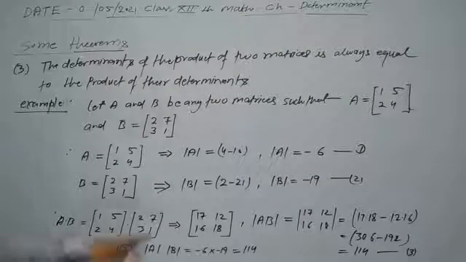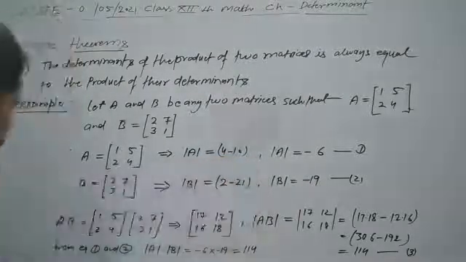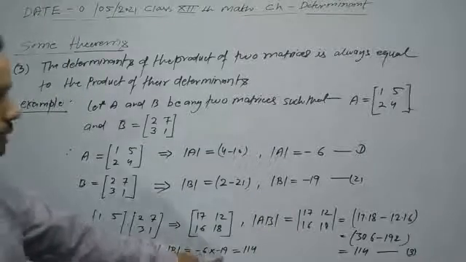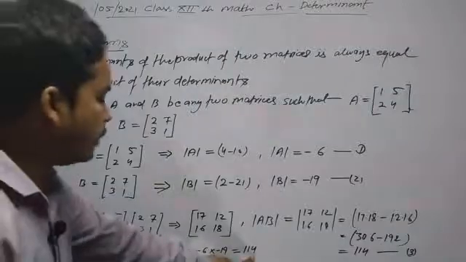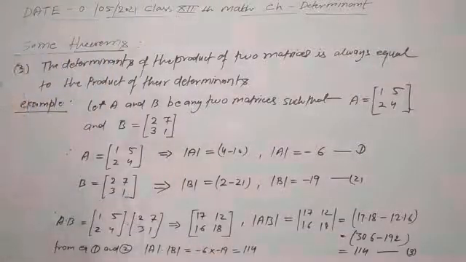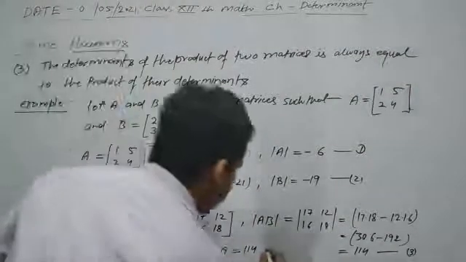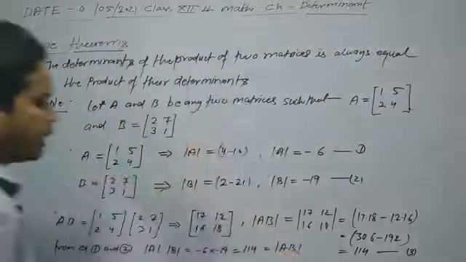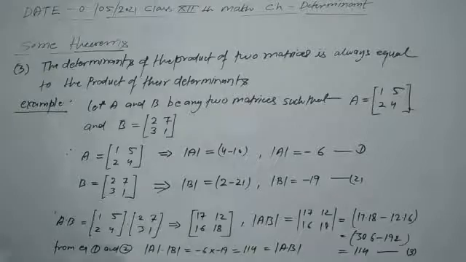Now see, when you multiply equation 1 and equation 2, determinant of A into determinant of B is equal to minus 6 into minus 19. That result is 114, and that is equal to determinant of AB. So the determinant of the product of two matrices is always equal to the product of their determinants. Hence proved.